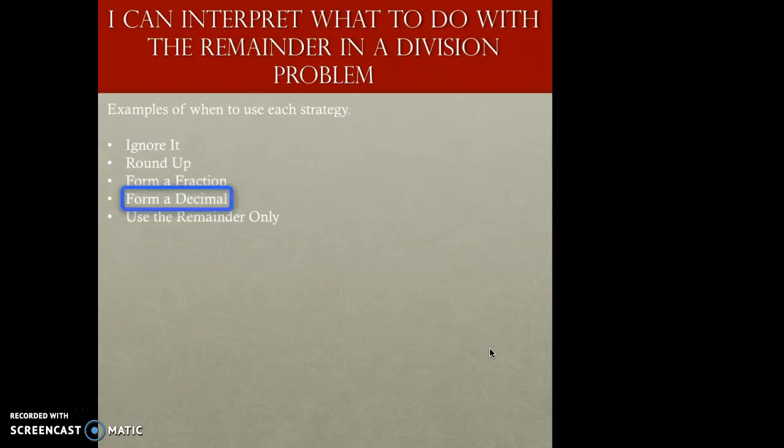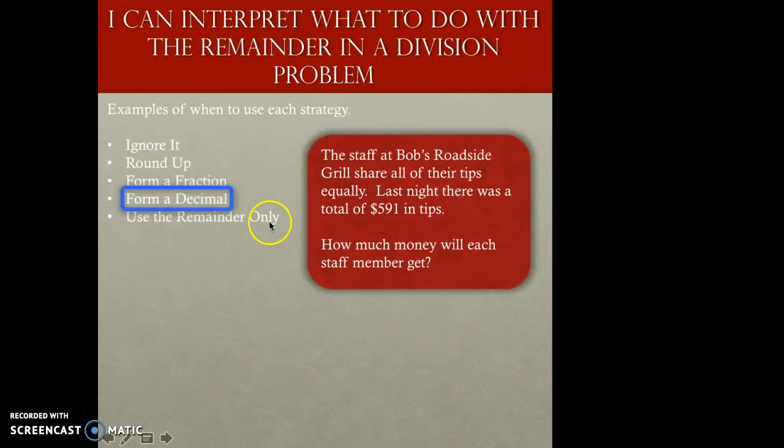All right, so sometimes we form a decimal. Typically, this is going to be when there's money involved. The staff at Bob's Roadside Grill share all of their tips equally. So they've got a bunch of money. They've got $591 in tips, but we have to figure out how much each staff person is going to get. Now, what the problem doesn't say is that there are 12 people. So we're going to take that $591 divided up by the 12 people, and we've got 49 remainder 3.